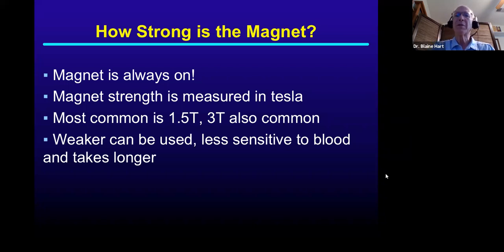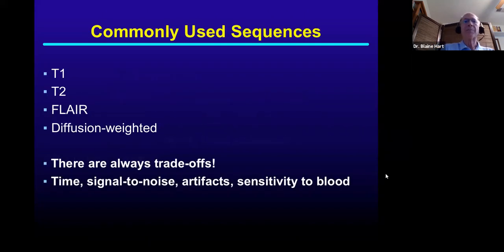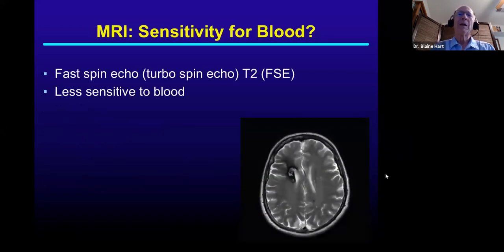That's going to be less sensitive to blood, and the stronger magnetic field means quicker imaging. Weaker field is less imaging. The bottom line is that the principle to keep in mind is that there are always some trade-offs. So doing quicker sequences usually means not as much detail, for example. Some of these sequences are more sensitive than other sequences for blood.